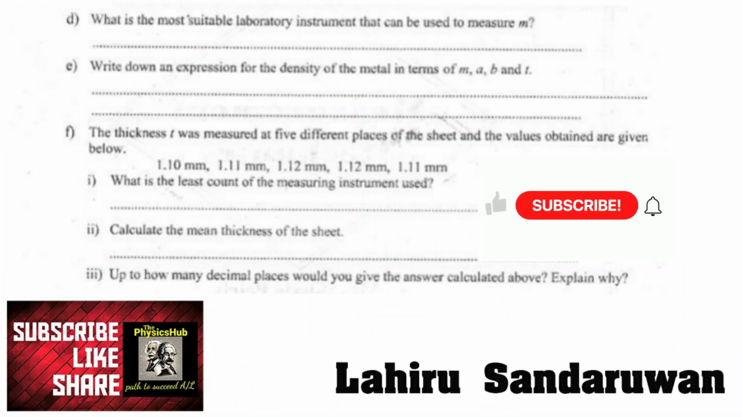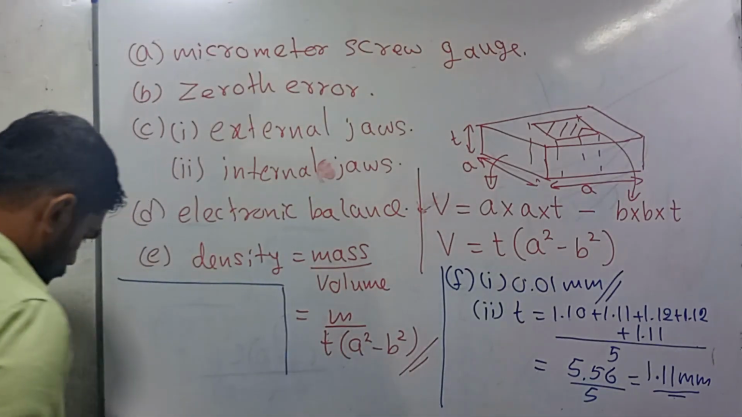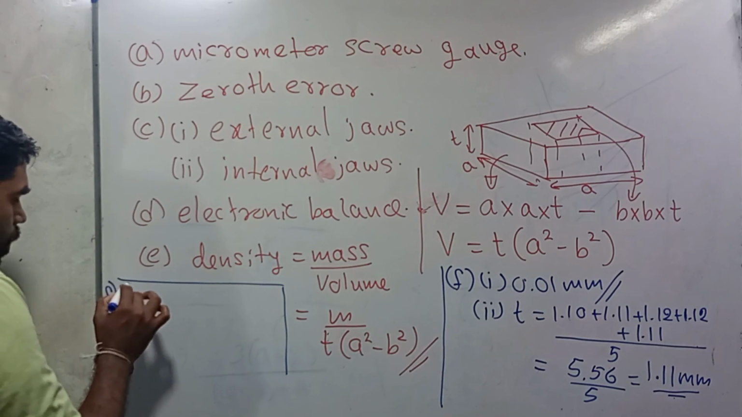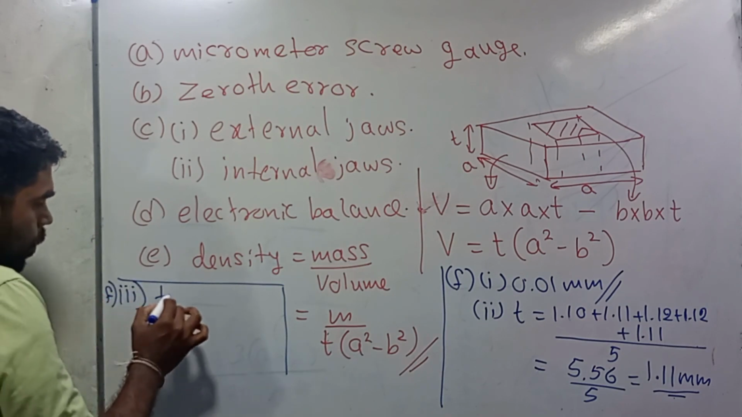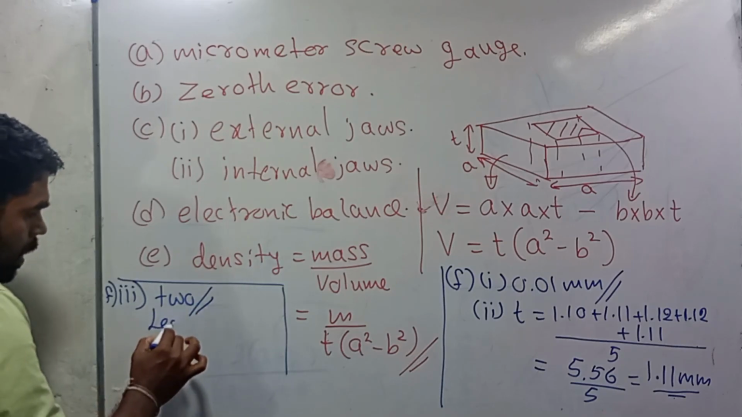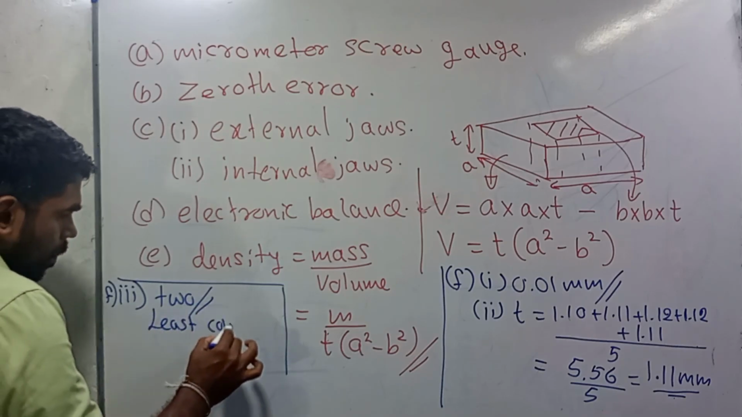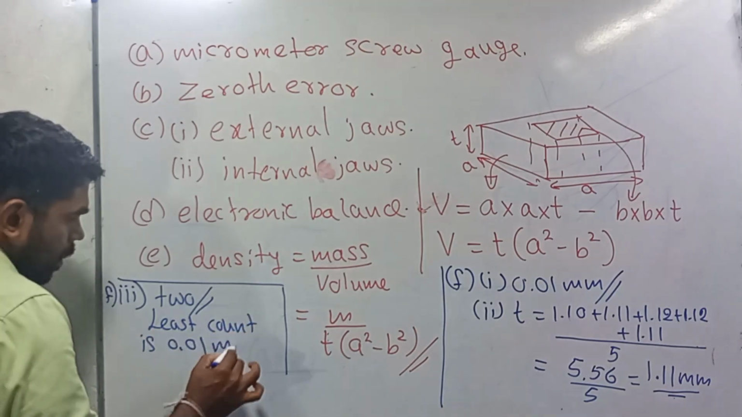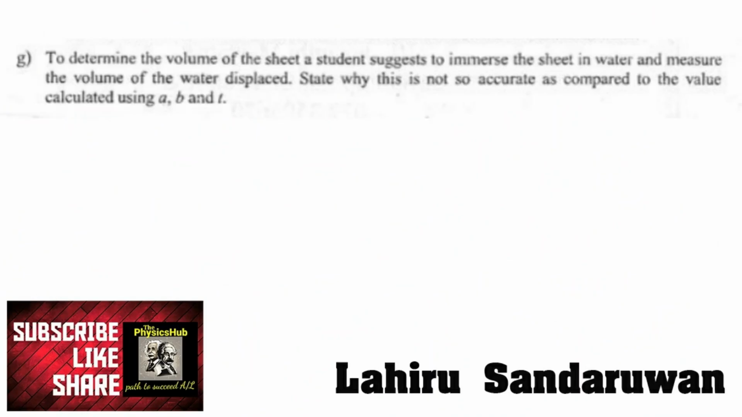Part 3. Up to how many decimal places would you give the answer calculated above? Explain why. You can write F part 3: up to 2 decimal places because the least count is 0.01 millimeters.